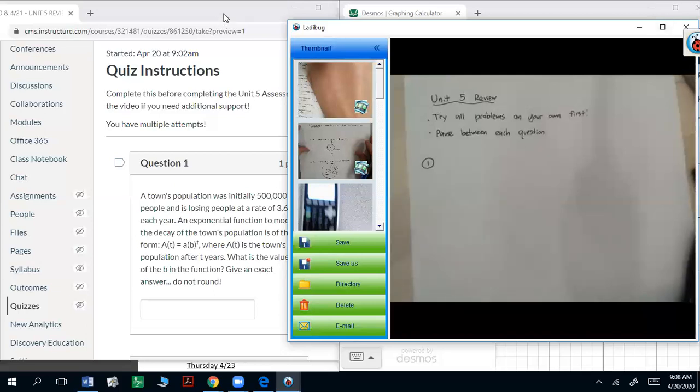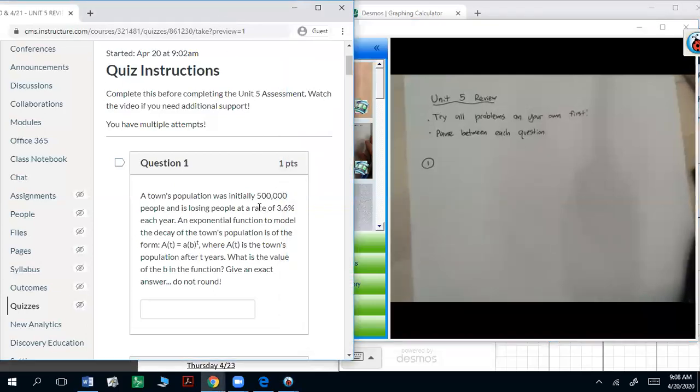Here's question number 1. A town's population was initially 500,000 people and is losing people at a rate of 3.6% each year. An exponential function to model the decay of the town's population is of the form a of t equals a parentheses b to the t power, where a of t is the town's population after t years. What is the value of the b in the function? Give an exact answer. So the b is the base.